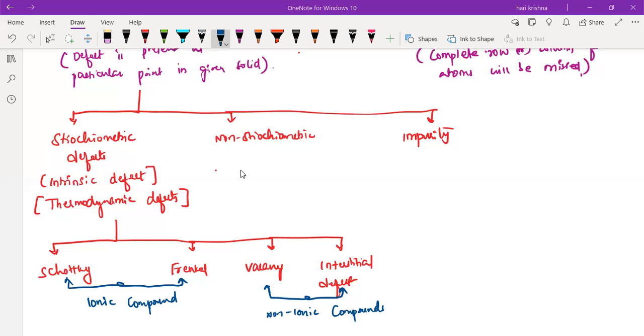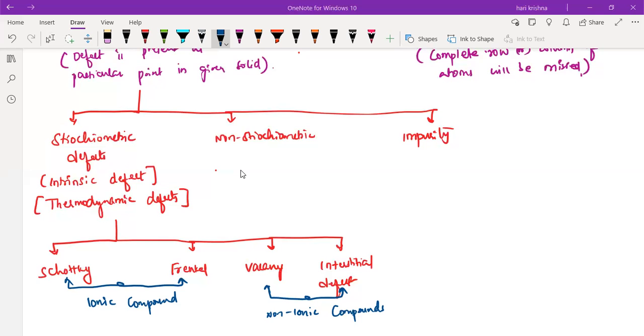Give me the reply. Clear, sir. Okay. So what are the defects shown in the ionic compounds in the case of stoichiometric? Schottky defect and the Frenkel defect. Vacancy and interstitial are shown only in the non-ionic compounds.